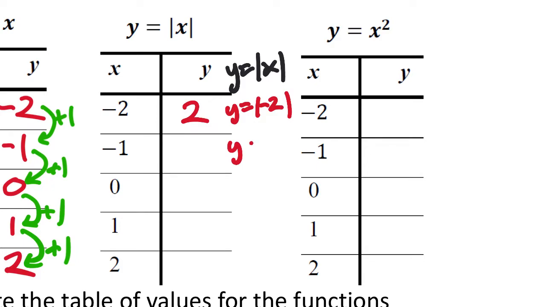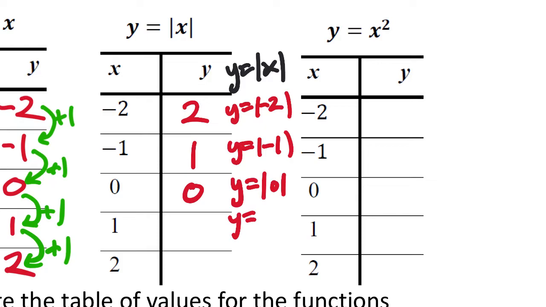For this next one, how far away is -1 from 0? 1. And then how far away is 0 from 0? 0. Well, then how far away is 1 from 0? It's still 1. And same with the absolute value of 2 here. How far away is 2 from 0? It's 2 away from 0.